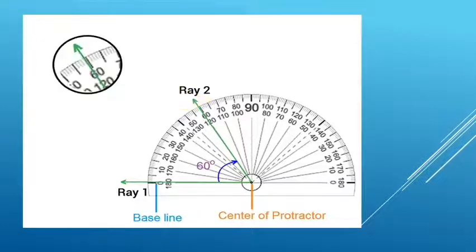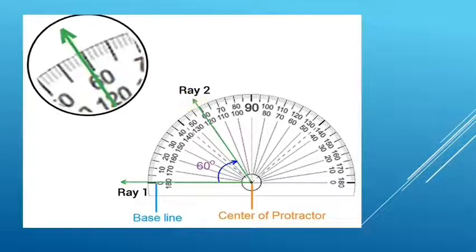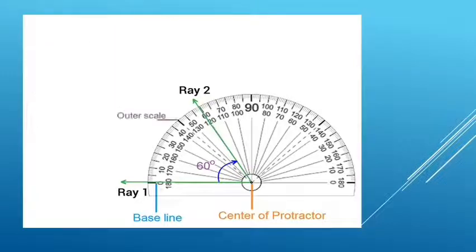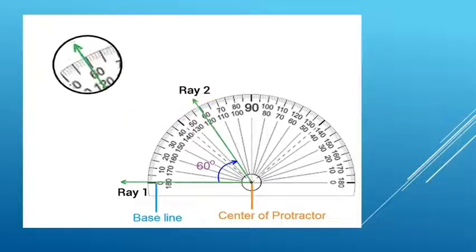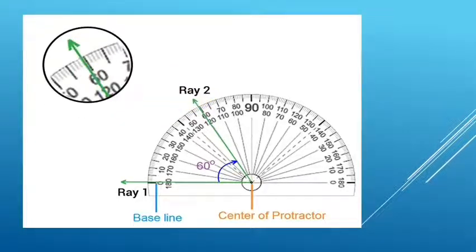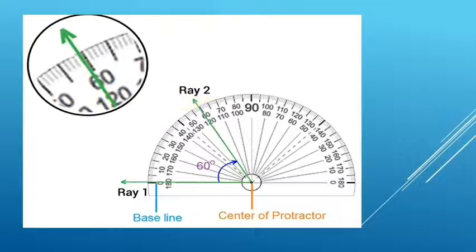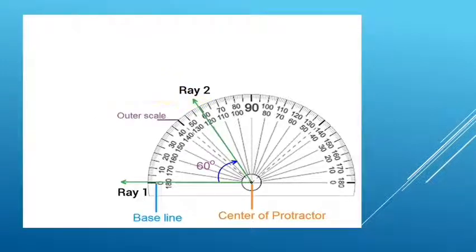After placing it correctly, you have to check where your ray 2 is meeting, at what point, and on which degree it is overlapping with. And here, as you can see in this picture, and in this inset also, you can see that this green color ray 2 is coming on 60. This 60 is the number, so this means this angle is of 60 degree.